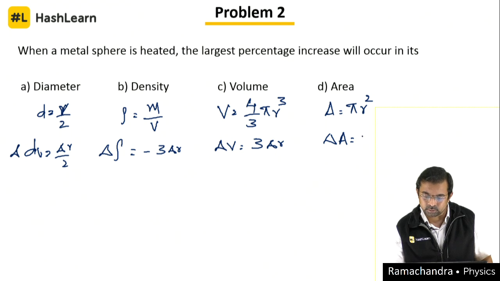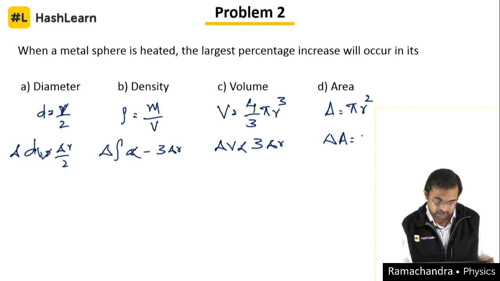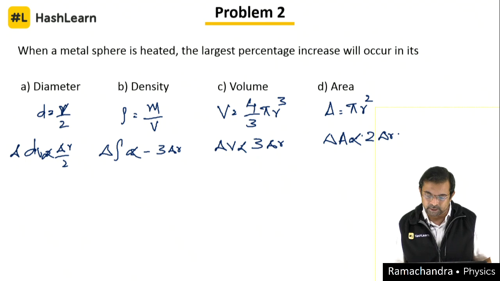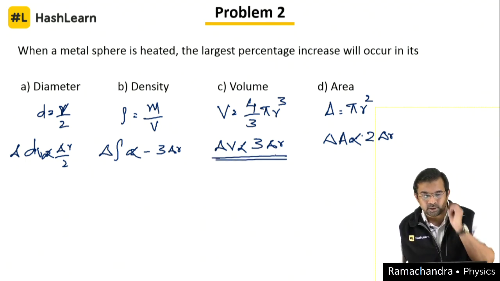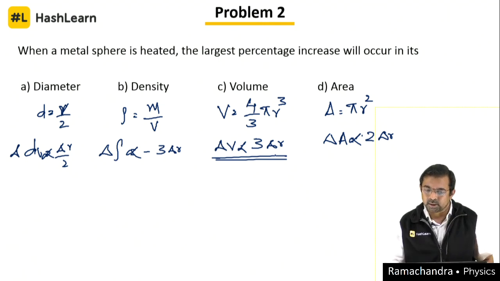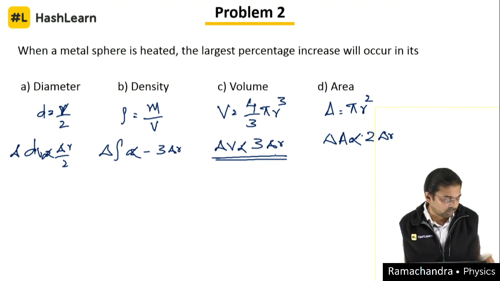will be equal to proportional, you can say, not exactly equal, you can say proportional. This will be equal to 2 times delta R. These are the changes what we are expecting. The maximum change is in the case of volume. So that is the reason why the largest percentage increase will occur in the case of the physical quantity volume. I will come back to that one, Shailendra, very soon.